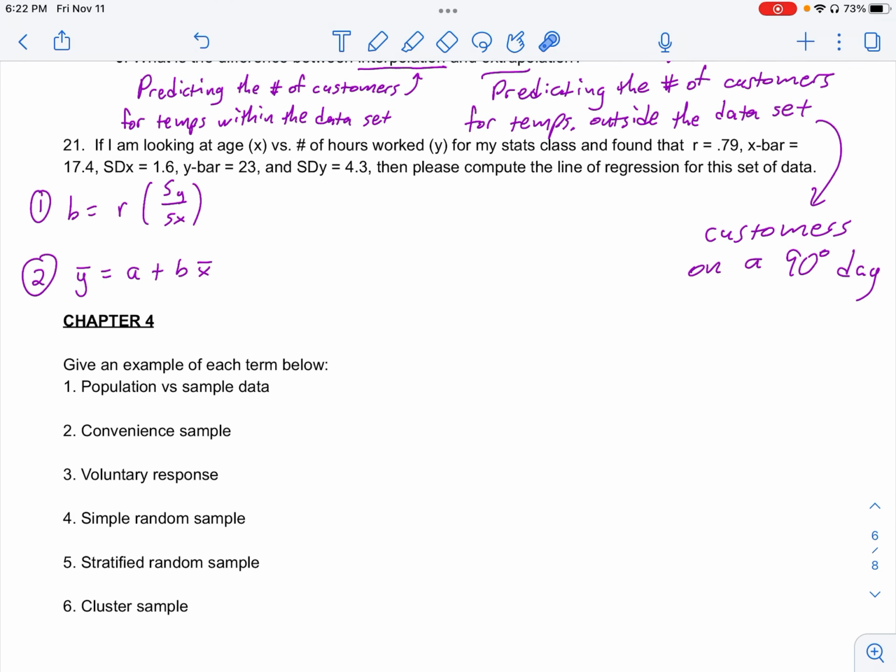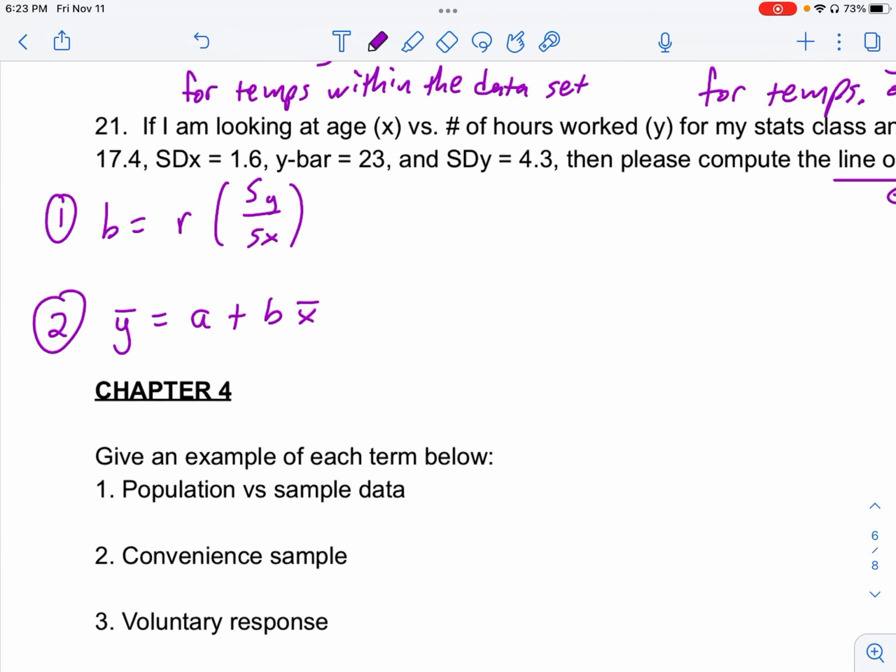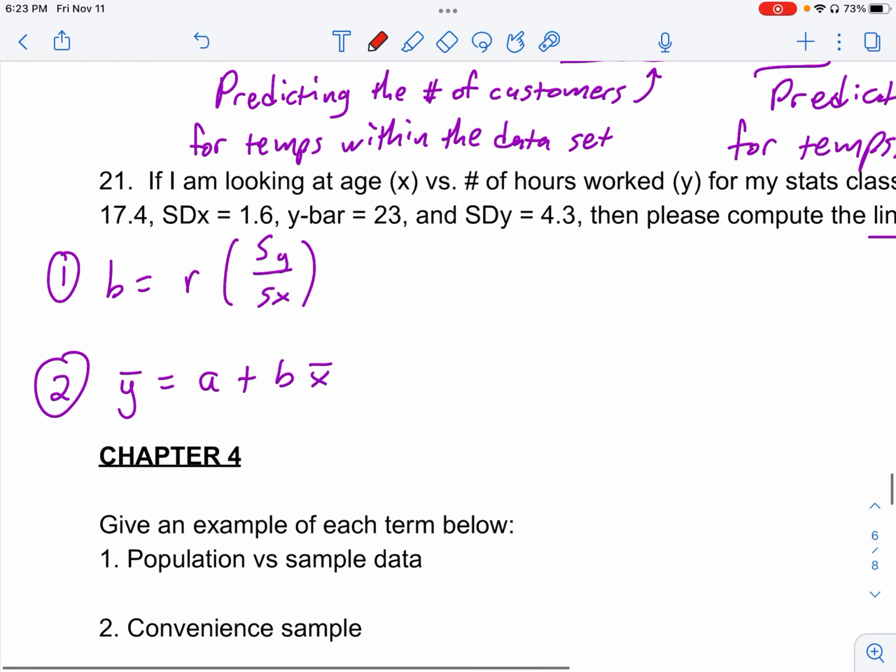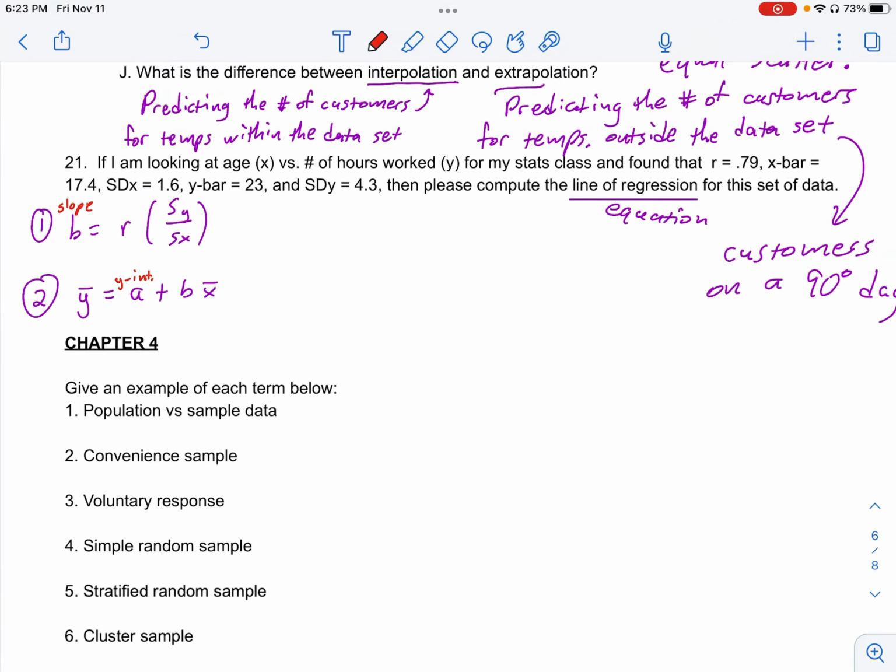So this is a FRQ type question when you have to use this information they gave you to find the line of regression. Whenever you read this, guys, this just means find the equation, okay? So I need to find the slope and the y-intercept. And it's a little annoying, the code switching that happens here. B is the slope, and A is the y-intercept in this case. And these are on the front of your green packet.